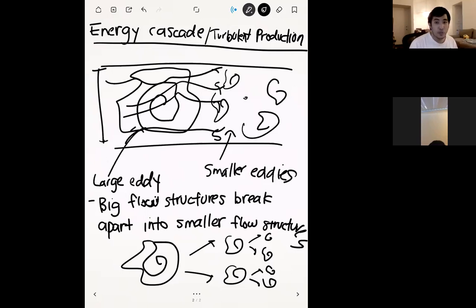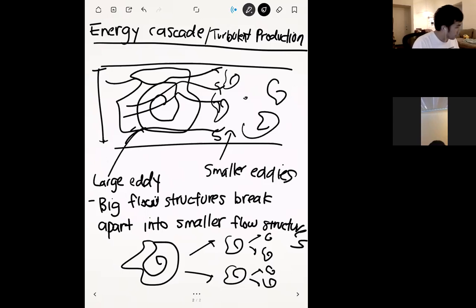So just any formation of any flow structure is almost immediately broken apart by the chaotic flow field. And that in turn breaks up other ones and so on. So it's a very chaotic and very coupled process that goes on. But primarily they're broken apart by inertial forces from the mean flow.